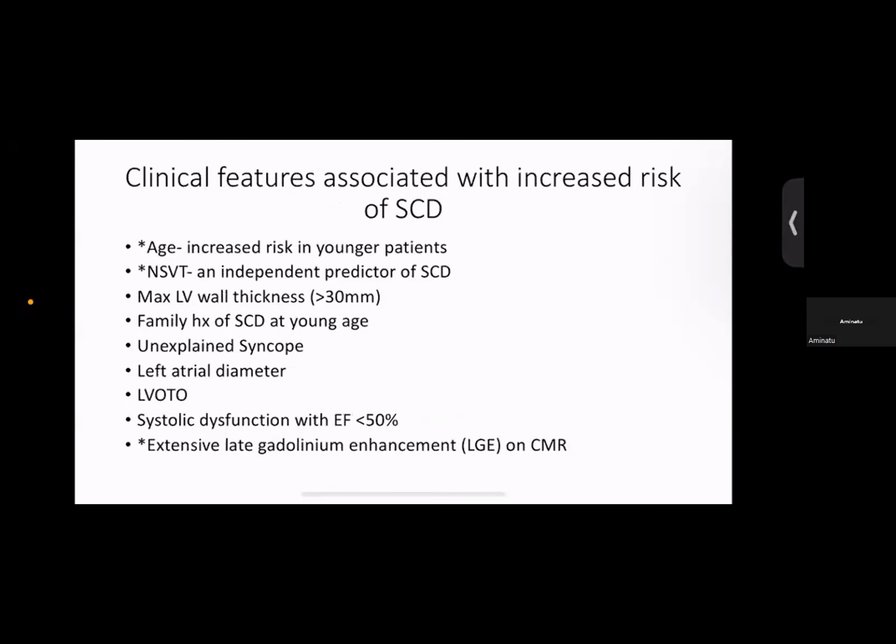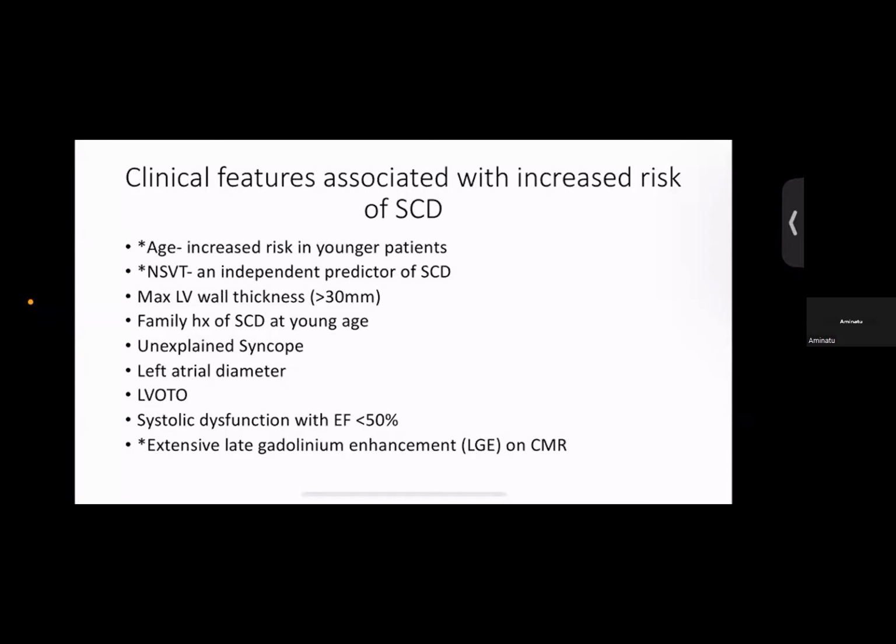So there are risk factors that are associated with increased risk of sudden cardiac death. Age, with increased risk in younger patients. Non-sustained ventricular tachycardia, which is an independent predictor of sudden cardiac death, as well as massive interventricular septum, like we mentioned earlier. Maximum LV wall thickness of more than 30 millimeters. Family history of sudden cardiac death at young age. Patients that have unexplained syncope.